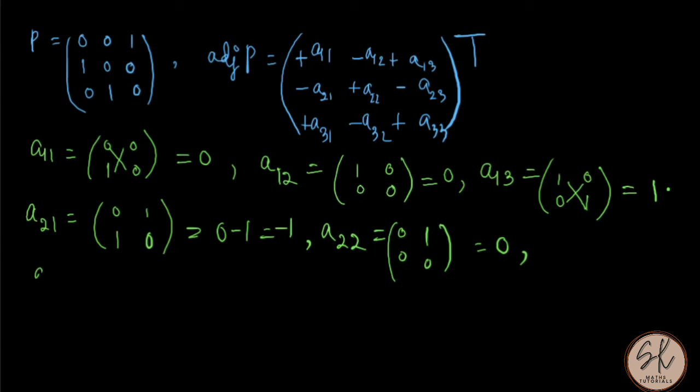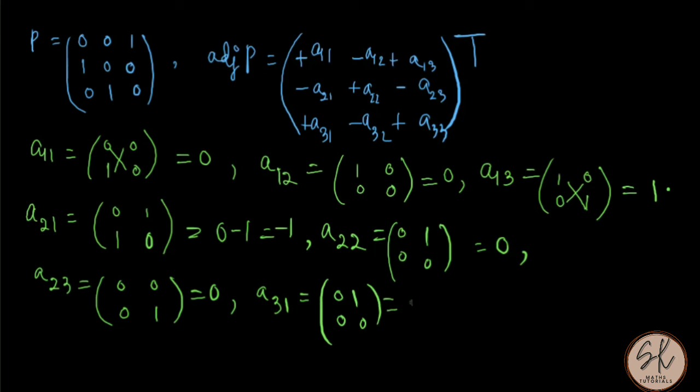Okay. So now let us find for A23. Now hide second row and third column. Okay. Then you will get this as 0, 0, 0, 1. Okay. And its determinant is equal to 0. Now next let us find A31, which is equal to, hide the third row and first column, then you will get 0, 0, 1, 0 and its determinant is equal to 0.